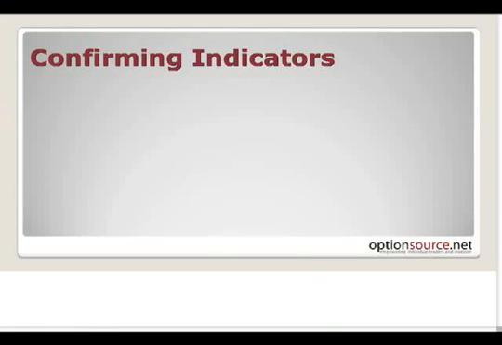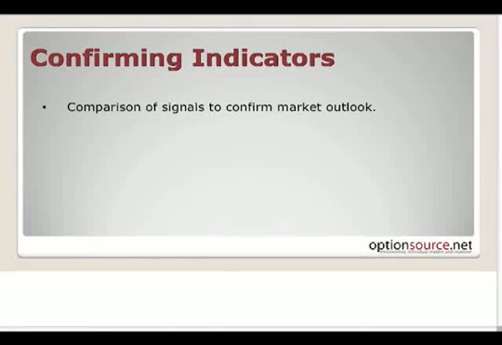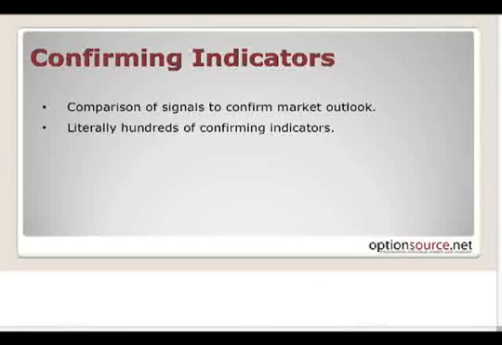Right now, I'm going to look at applying confirming indicators to our price charts to help us again identify trend strength and weakness. Basically, when we talk about adding a confirming indicator, we're really looking at a comparison of signals to confirm our market outlook. Again, we're really trying to build a case for a particular directional bias and then work off of that information.